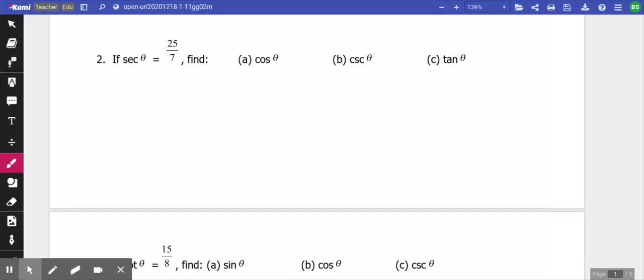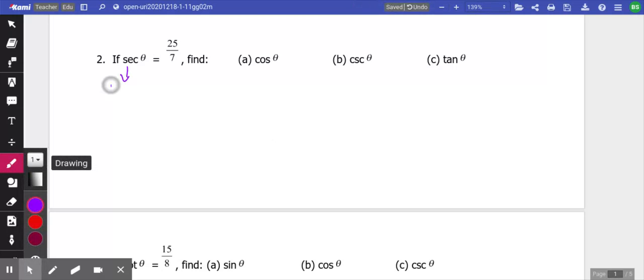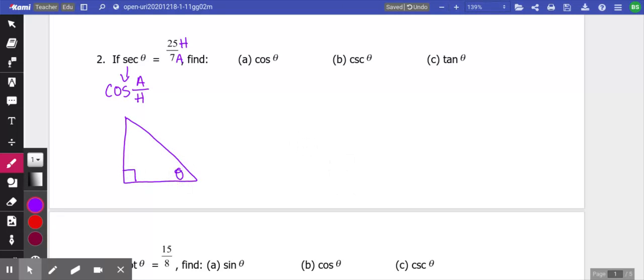If secant theta equals 25 over 7, in your mind you're thinking, okay, secant theta, that's the reciprocal of cosine. And I know cosine is adjacent over hypotenuse, so secant must be hypotenuse over adjacent, the reciprocal. Next, you're going to draw a right triangle, right angle, our theta. So our hypotenuse is 25, and the side adjacent is 7.